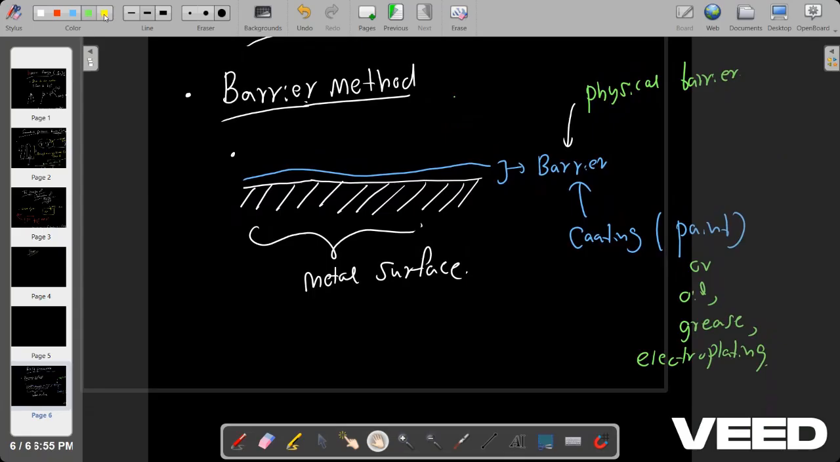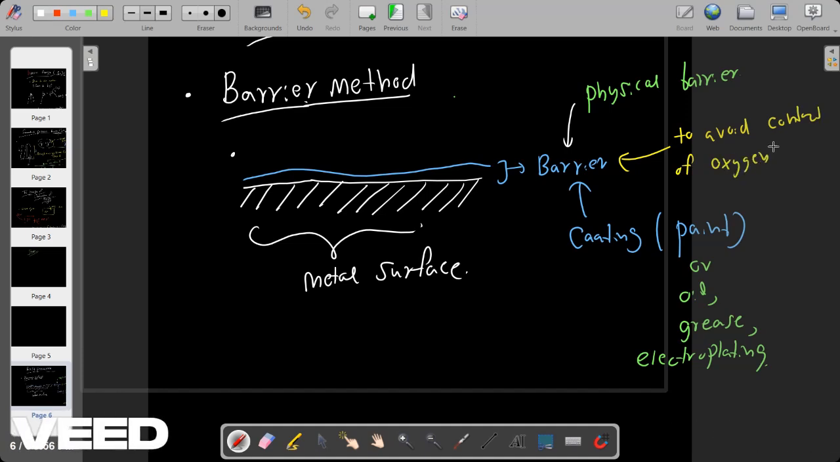Now, what is the barrier used here for? To avoid the contact of what? Oxygen and also water, right? Oxygen and water, right?